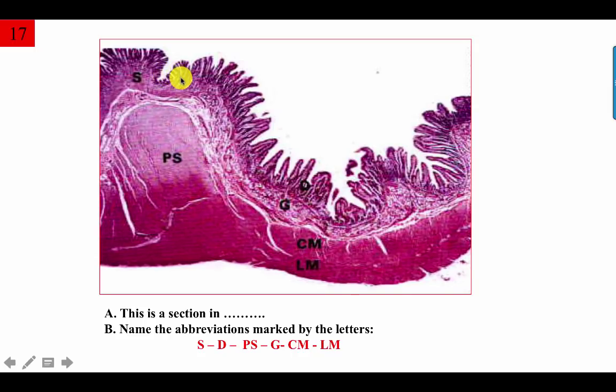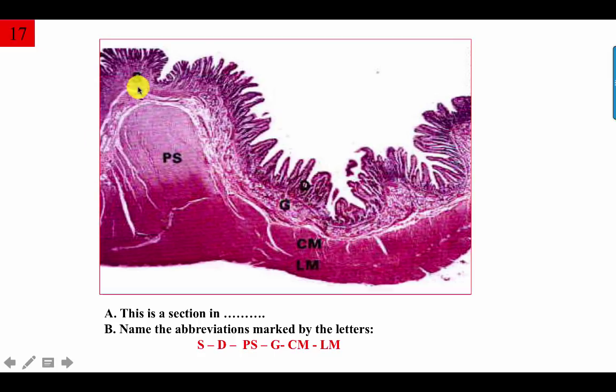We have here the different striations of the pits, and here we have the crypts and the villi. So all through the mucosa it shows striations, with no stratified squamous epithelium at one side. Now this is a section in the pyloroduodenal junction.